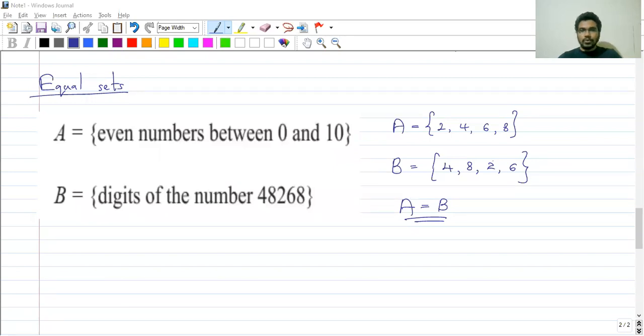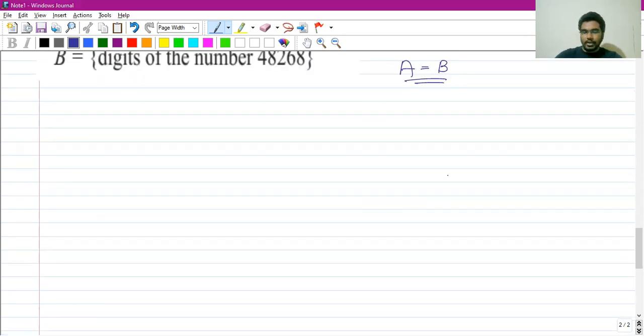Okay. Next, we move to another special topic. It is equivalent sets. Equivalent sets. So shall we write that topic? Equivalent sets. Equivalent sets.